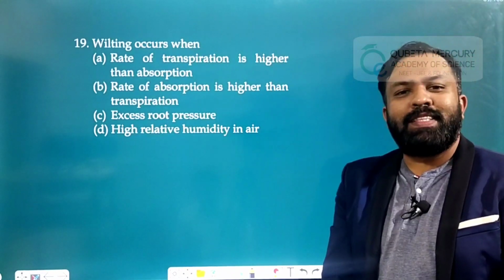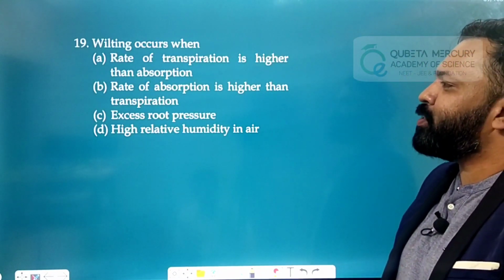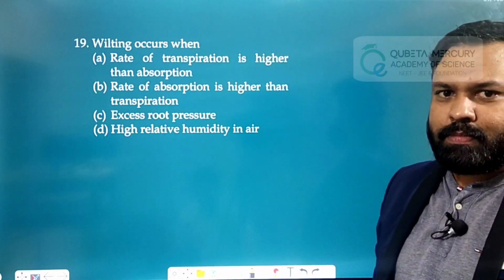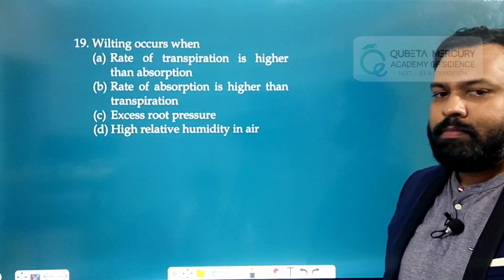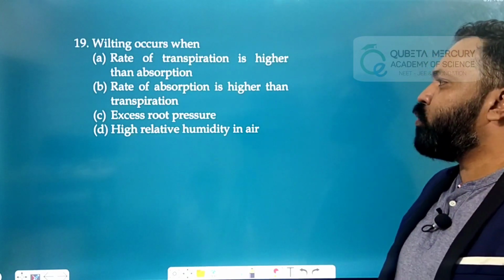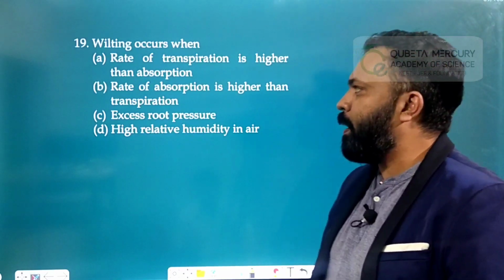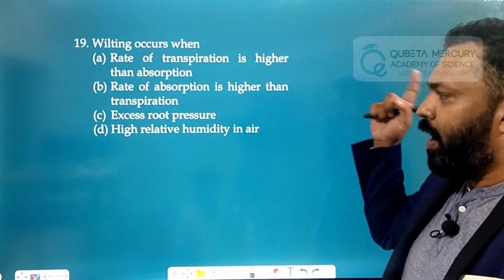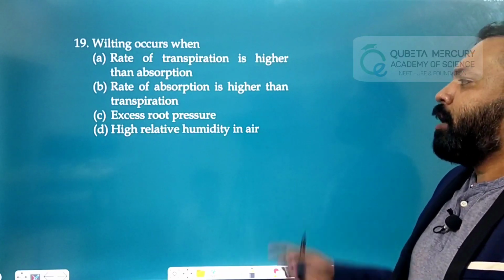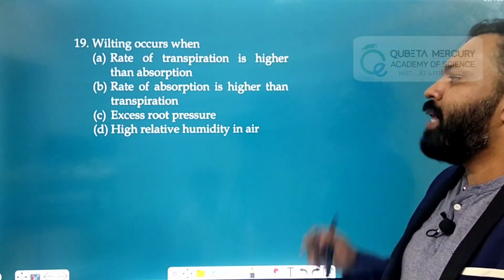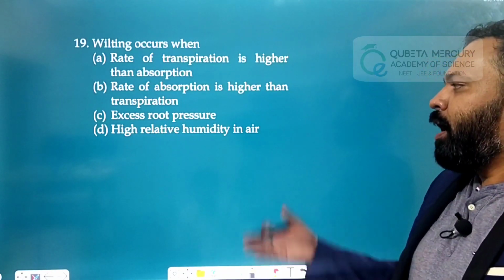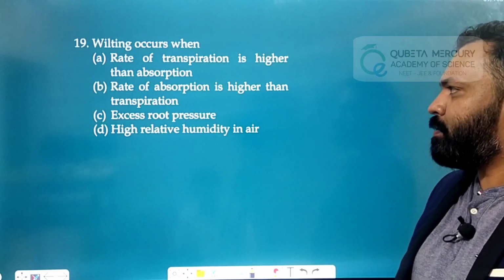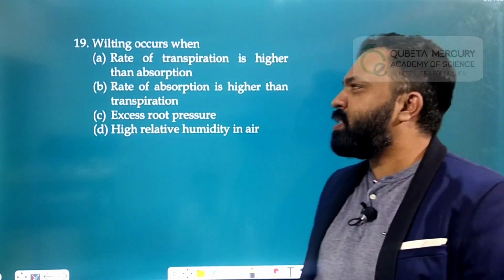And listen to question number 19. Here comes question number 19. Listen to the question. Wilting due to plasmolysis, right? Wilting in plants occurs when? Chapter transport in plants. Rate of transpiration is higher than absorption. Rate of absorption is higher than transpiration. Excess root pressure is seen. High relative humidity in the air. So when you can see the wilting of a plant.